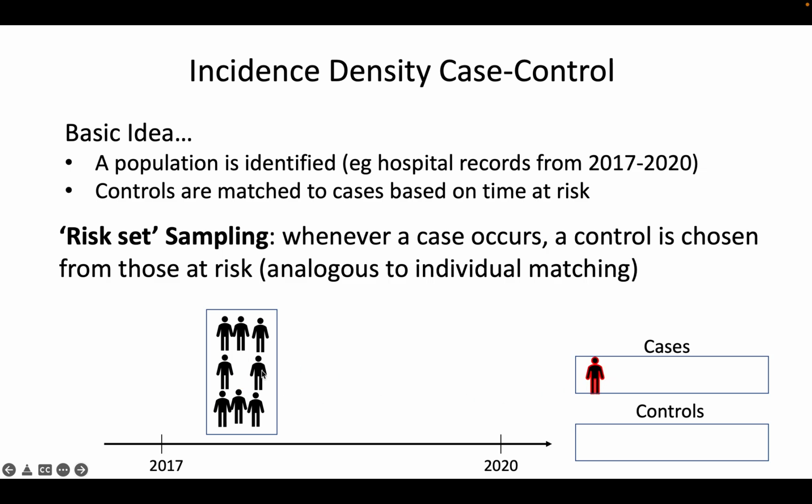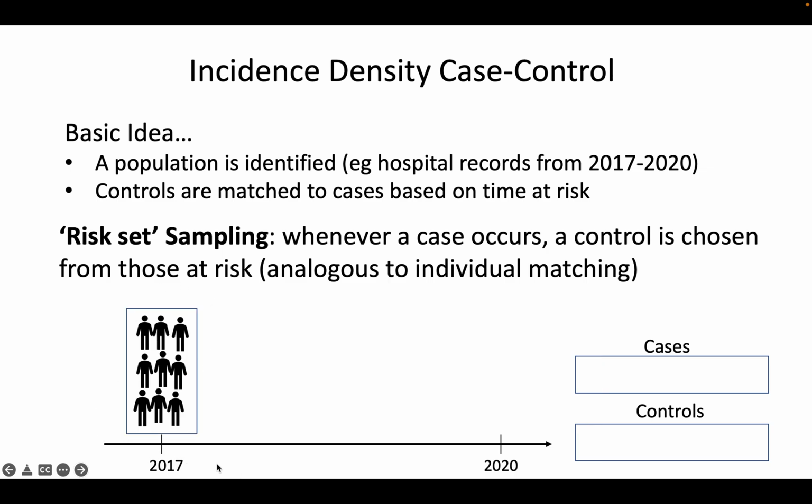And basically, at this time, we pick a control who's been at risk for the same amount of time. What I mean by time at risk is, we assume that this group of people all kind of became at risk at the same time. Their exposure status changed or was declared negative or positive at around the same time. So they've all accumulated the same amount of time at risk.